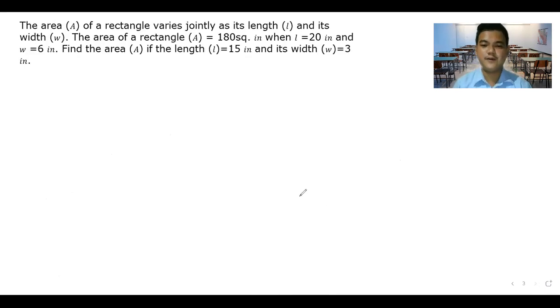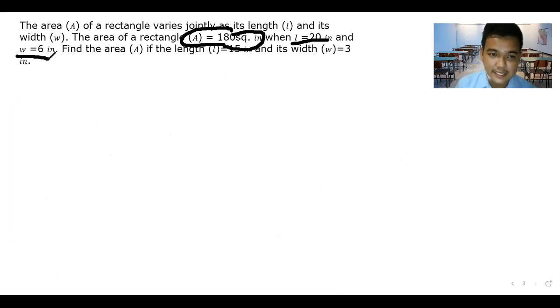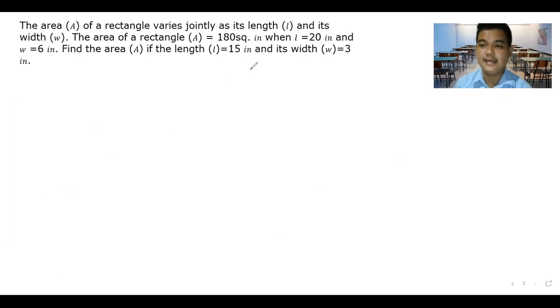So let's try another worded problem. The area of a rectangle varies jointly as its length and its width. The area of the rectangle is 180 square inches. Again, this is the area. Don't forget that area is squared. And the length is 20 inches and the width is 6 inches. Find the area if the length is 15 inches and its width is 3 inches.